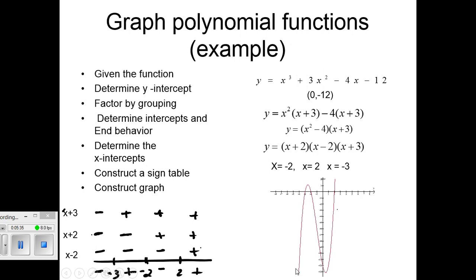So here we are, negative from negative infinity up to -3, then we dip positive, then we dip negative again, just in line with the sign table as you can see there. Okay, so let's talk more.